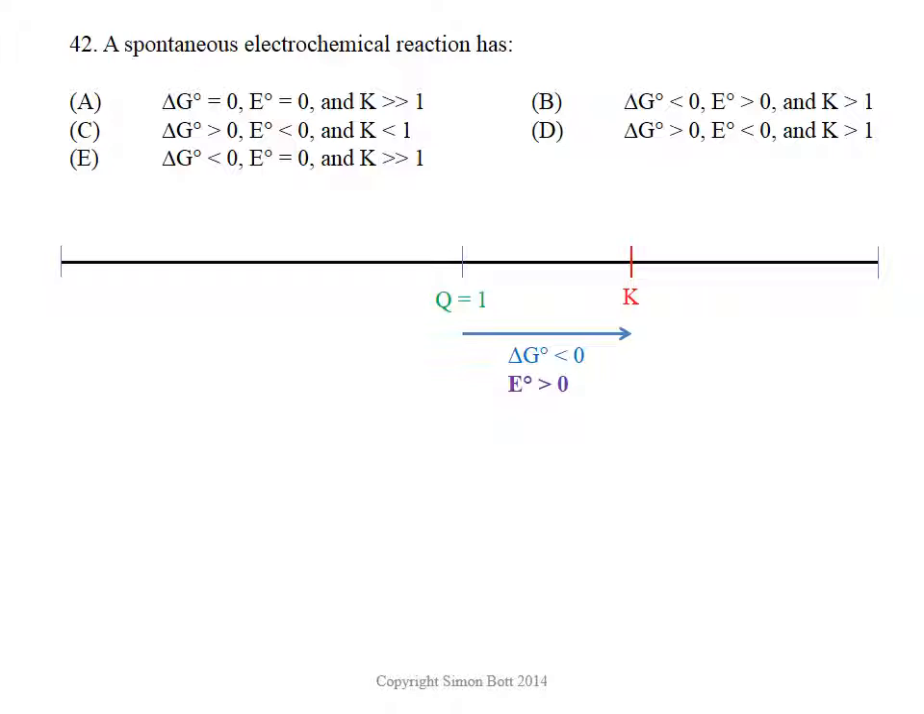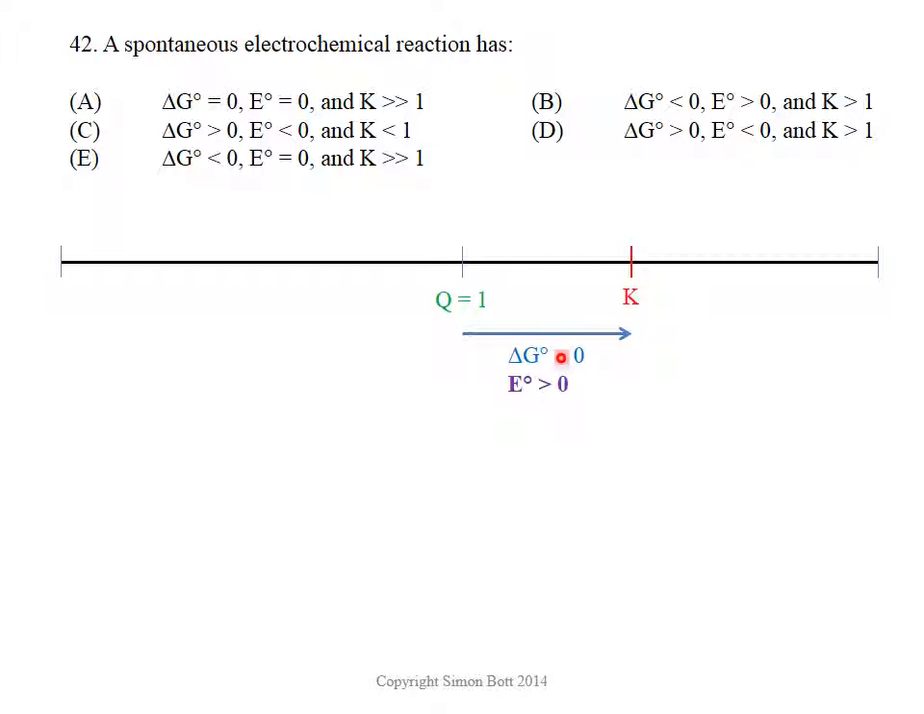A spontaneous electrochemical reaction. Well, if it's spontaneous, the way we say that is we're looking down here, right? Q is 1, that's our standard state. If it's spontaneous to the right, which means K must be over here. So K has to be greater than 1, so that means we can eliminate C right there. We also say that if it's spontaneous, delta G0 is less than 0. Spontaneous to the right, delta G0 is negative, so that means we can eliminate A, D, and E, so we're left with A and B.